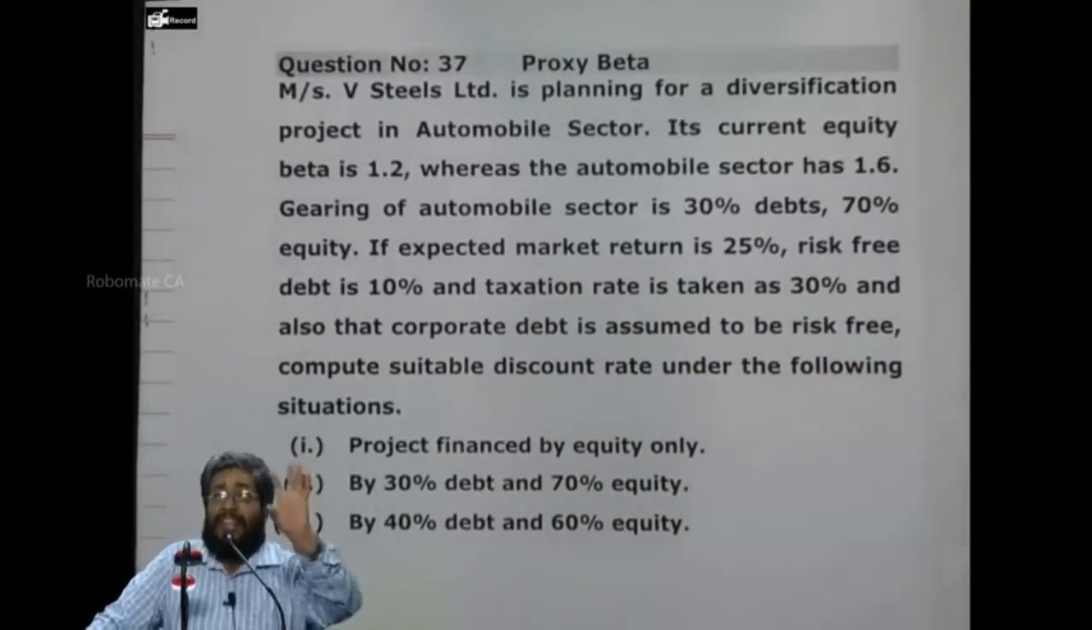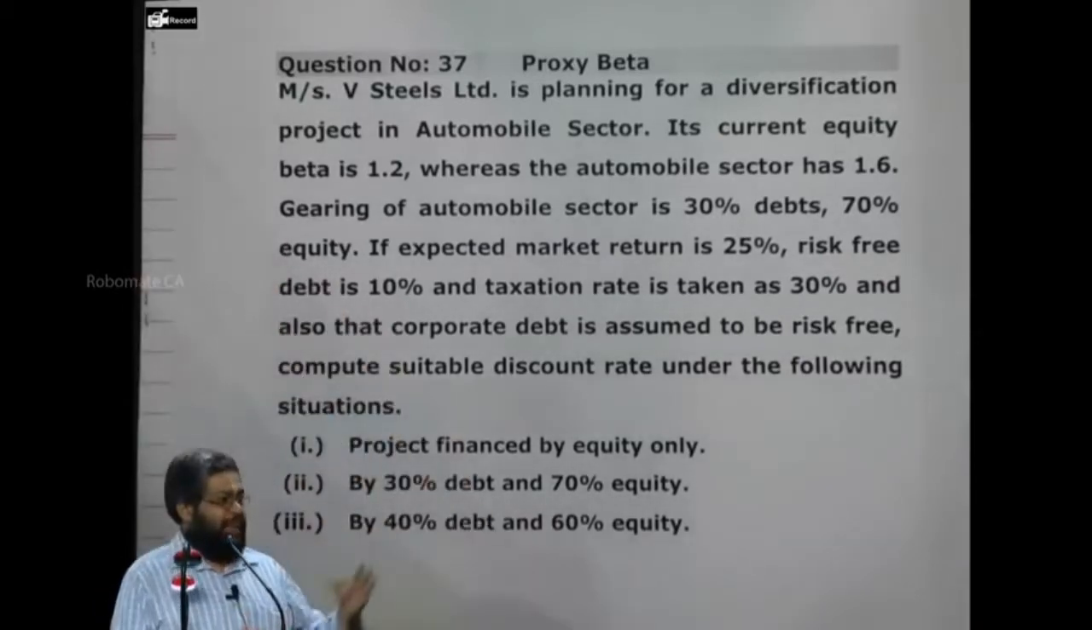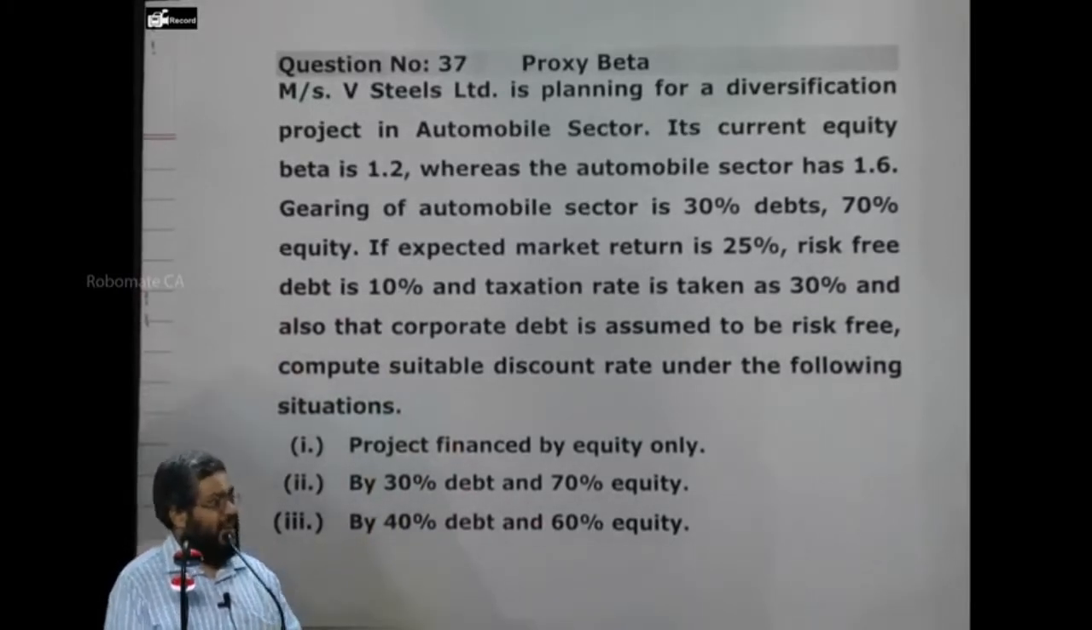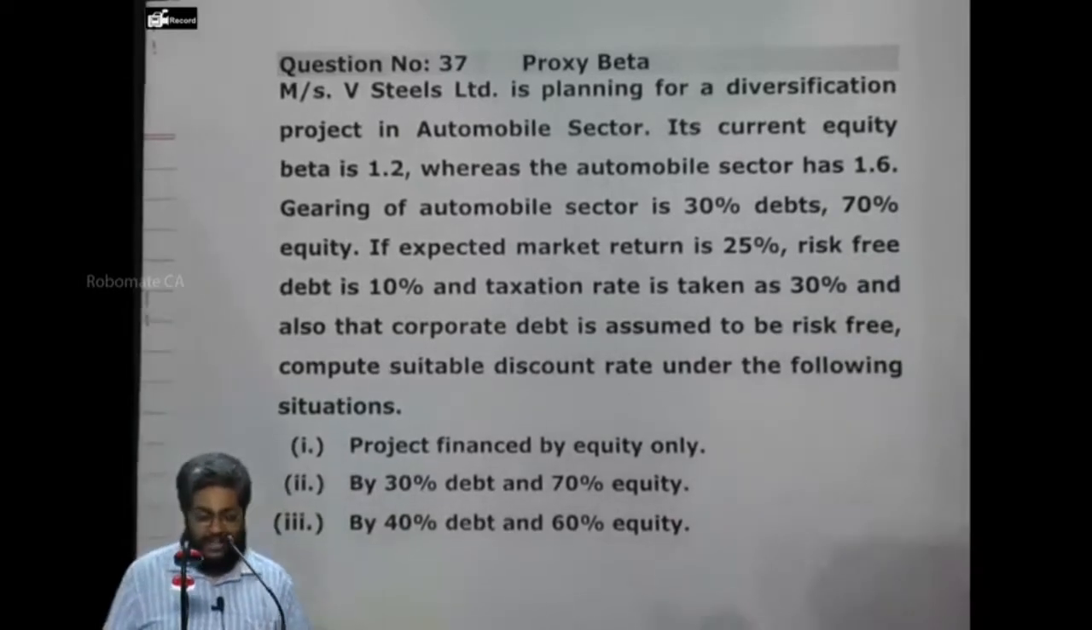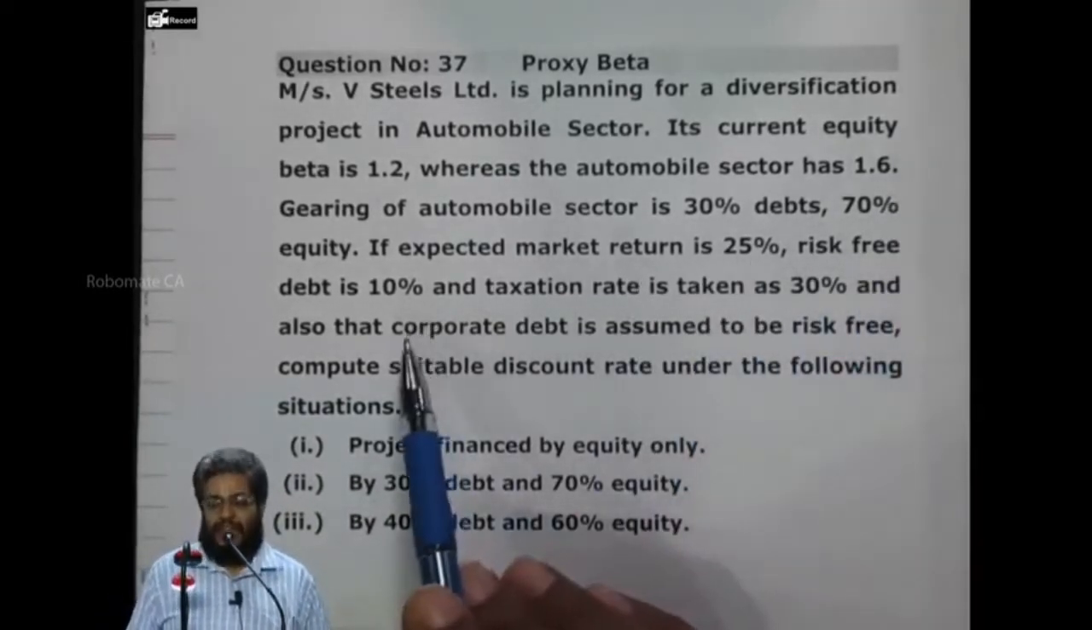The automobile sector beta is 1.6 times. But the sector is geared. Sector gearing means if I add all the companies' liability sides and see the debt equity ratio, you will get the gearing of the entire automobile sector. The gearing of the sector is given as 30% debt and 70% equity.